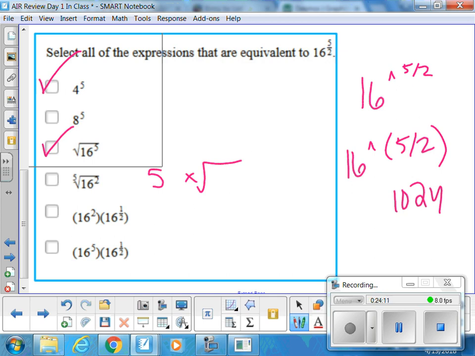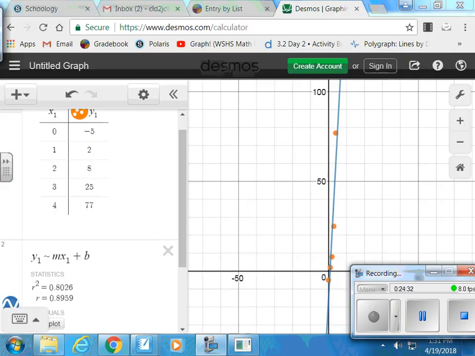Let's try this one. 16 squared times 16 to the 1/2. That's 1024. And then the last one, 16 to the 5th times 16 to the 1/2. It's like 4 million, so that's not going to be checked. So if you had trouble with any of these, I can pause and help you with your button.